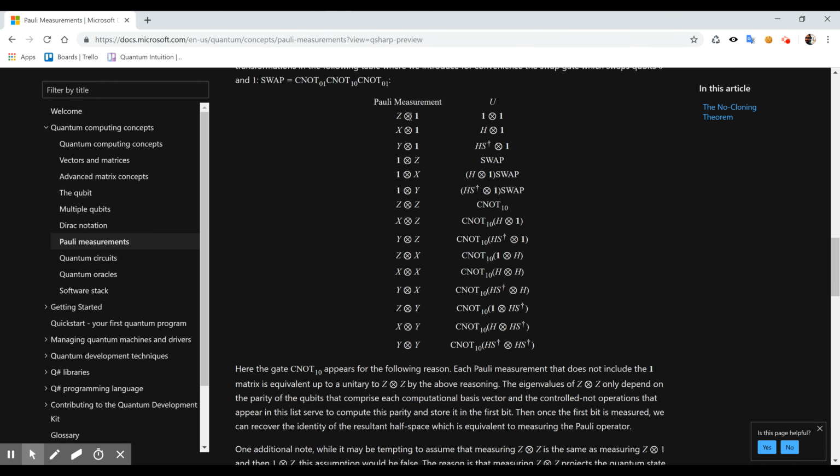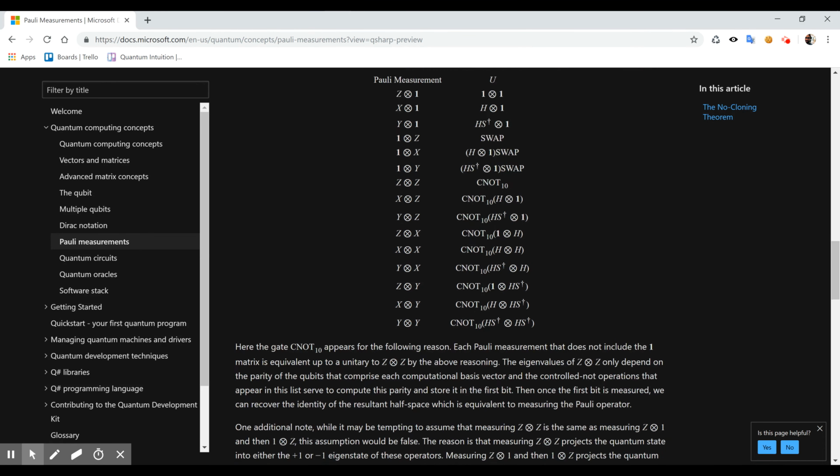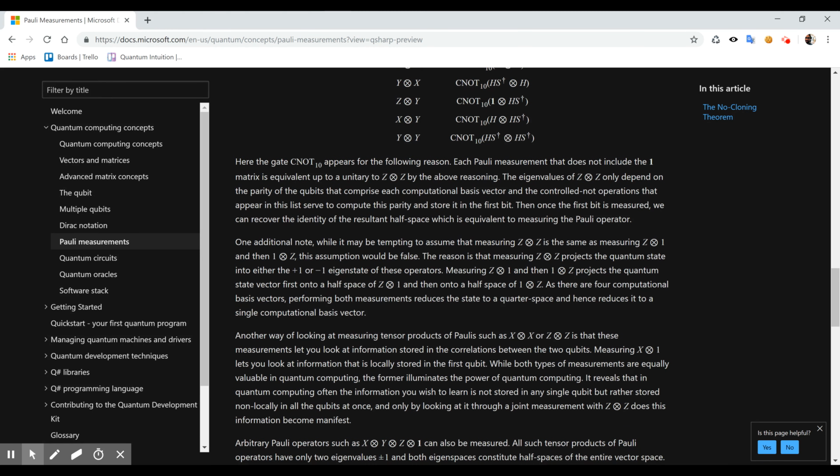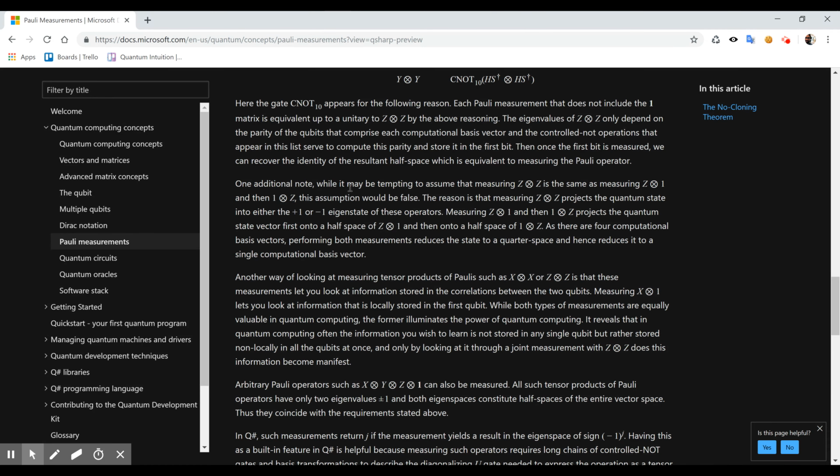Z times 1 times Z, because you're talking about half planes. Well, it may be tempting to assume that measuring ZZ is the same as measuring Z1 and 1Z. This assumption would be false. The reason is that measuring ZZ projects the quantum state into either the +1 or the -1 eigenstate of these operators. Measuring Z1 and then 1Z projects the quantum state vector first into a half space of Z1 and then to a half space of 1Z.